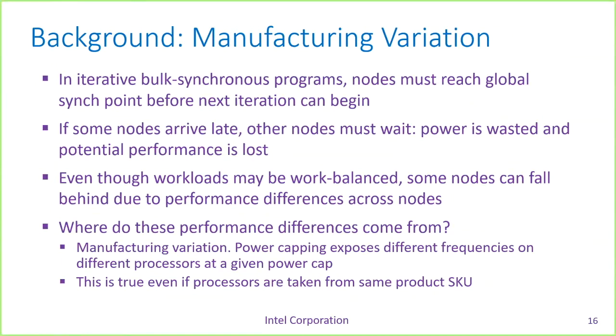Interestingly, this is true and a problem even if you take processors from the same product SKU. There's some variation even within an SKU because we don't have an infinite number of SKUs. We try to bucket similar processors into the same SKU, but you can still observe variation in frequencies that they achieve under power caps in several hundred megahertz. Pretty substantial.